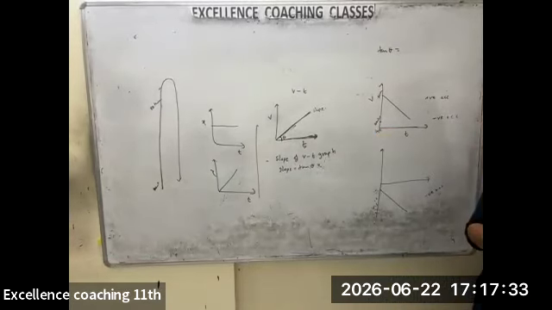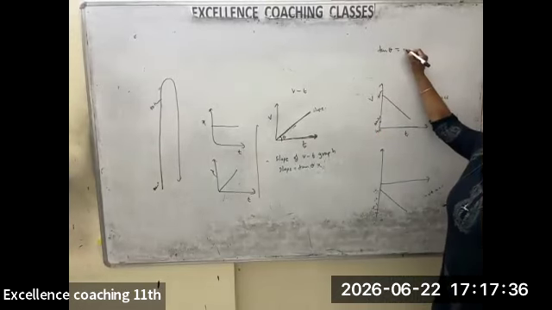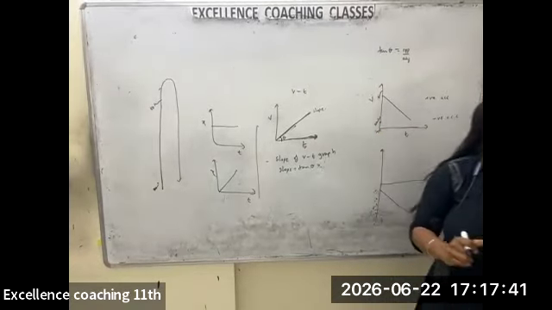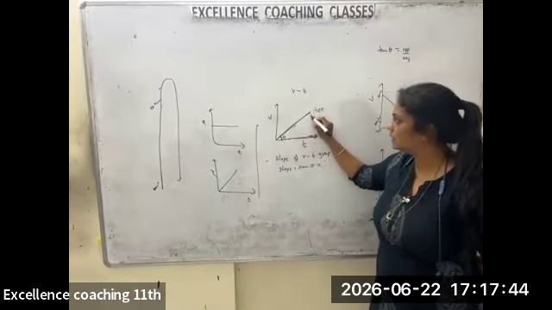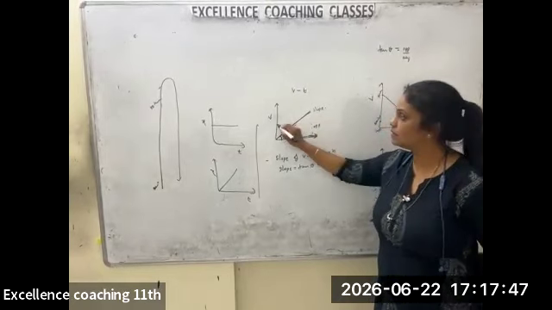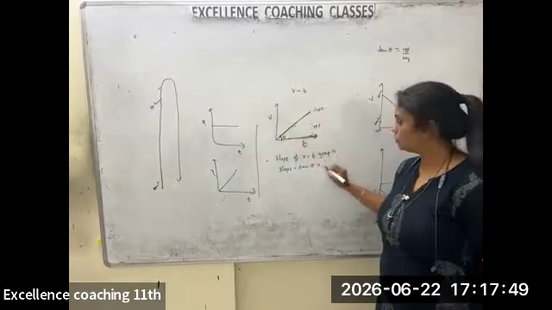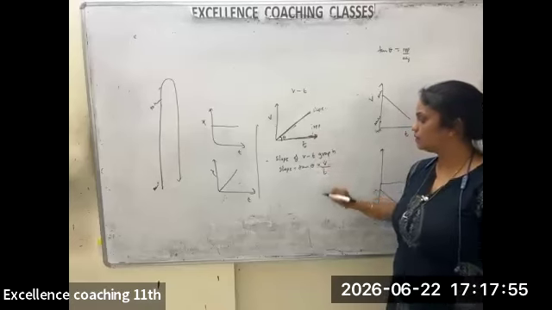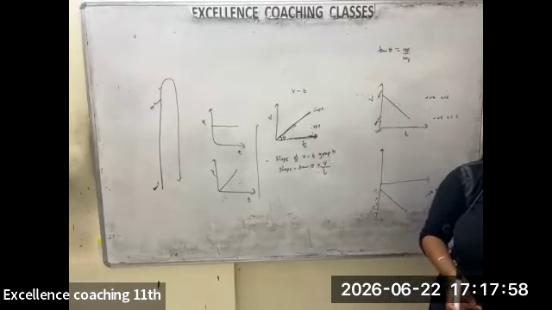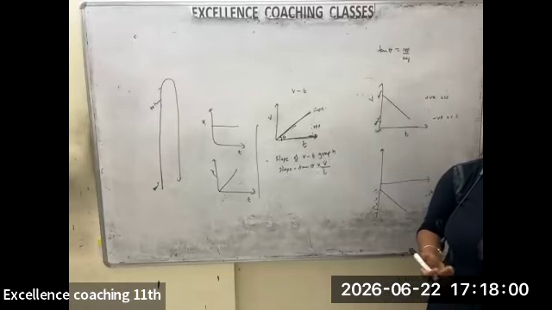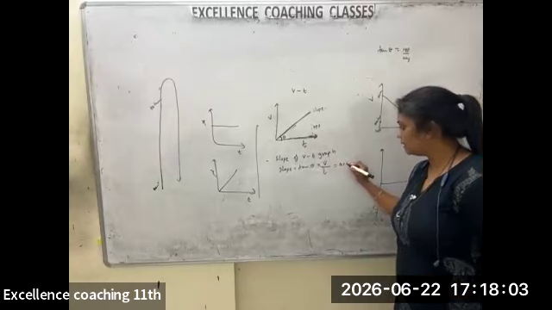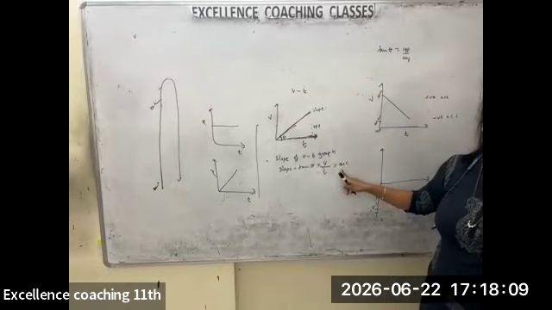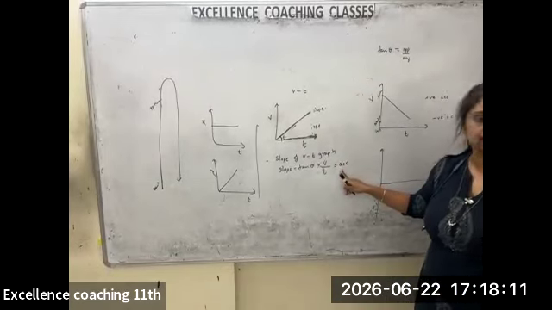What is the formula for tan theta? Opposite side upon adjacent side. The opposite side of this tan theta is equivalent to which side? The Y axis, so this will be your B. This is your adjacent side. Velocity upon time, change in velocity upon time, gives you what? Acceleration. So basically, the slope of the VT graph gives you acceleration.